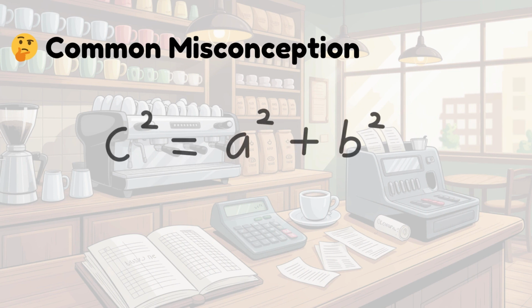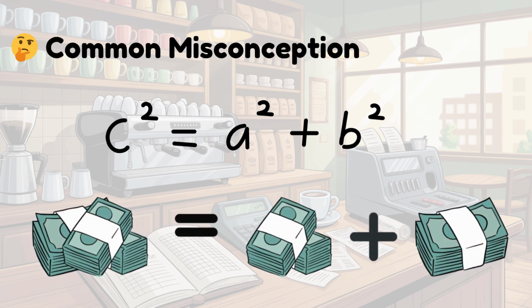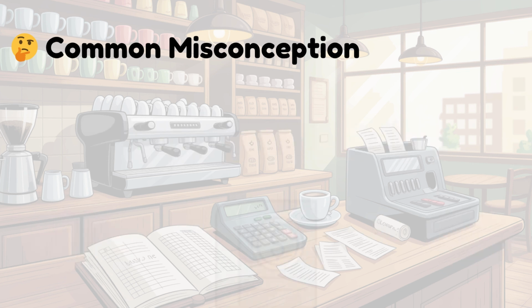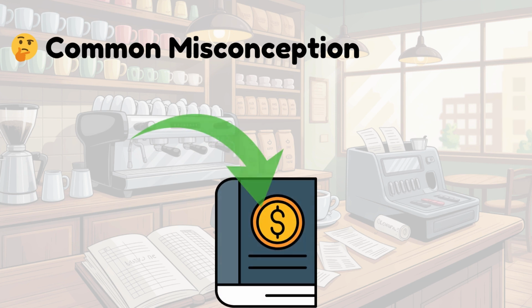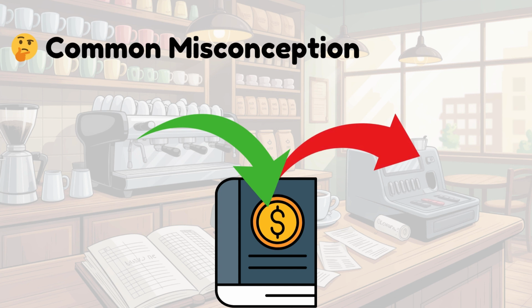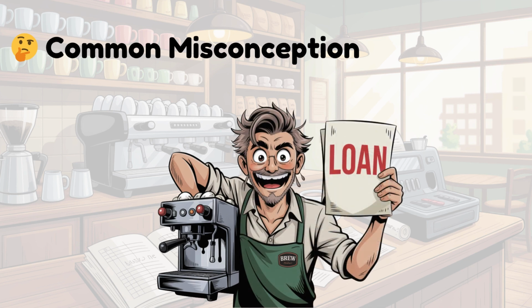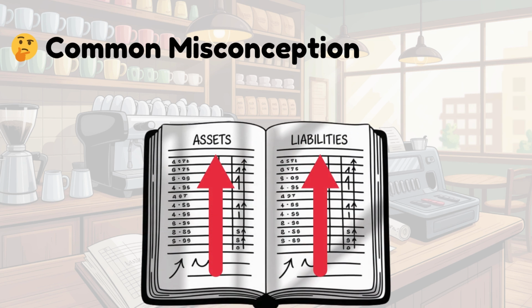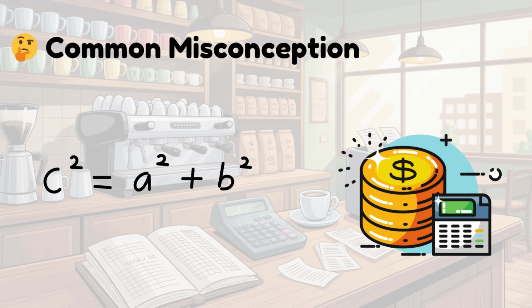Many people think the accounting equation is just a math formula, assets equal liabilities plus owner's equity, like it's only about adding and subtracting numbers. But actually, the accounting equation is the foundation of bookkeeping. It helps us clearly track where the money comes from and where it goes. For example, if the coffee shop buys a coffee machine with borrowed money, both assets and liabilities increase on the books, keeping everything balanced. So, the accounting equation isn't just simple math. It's a helpful tool for managing money.